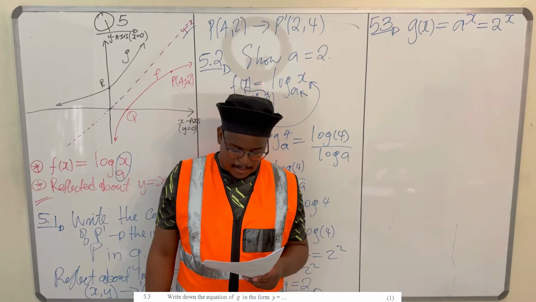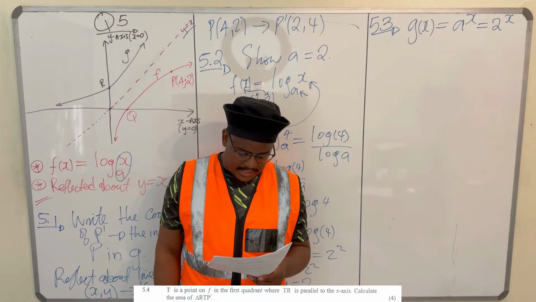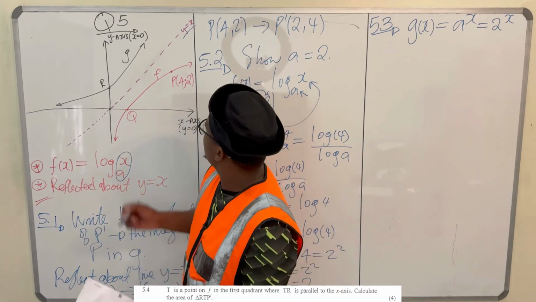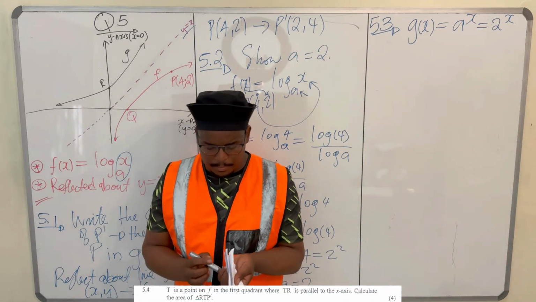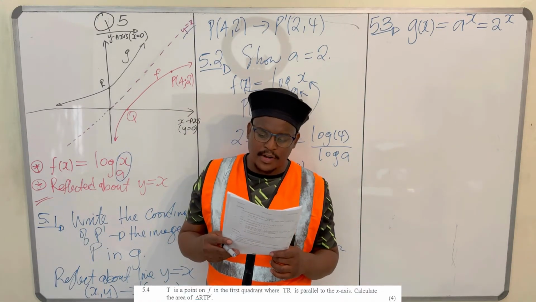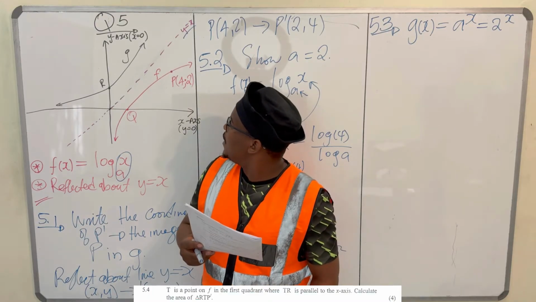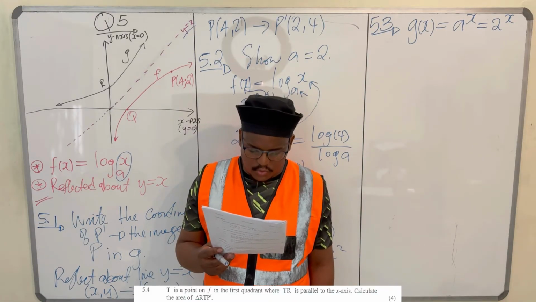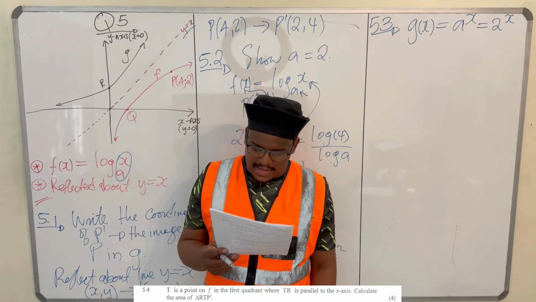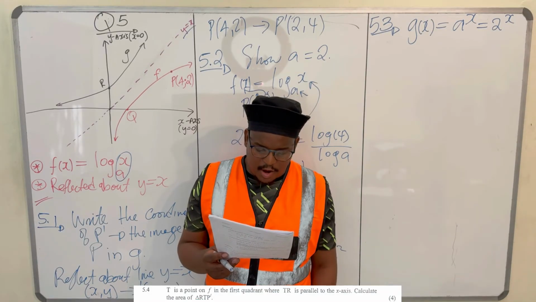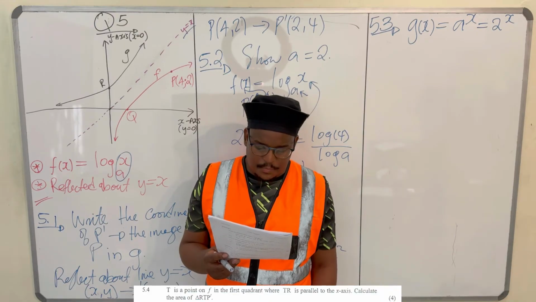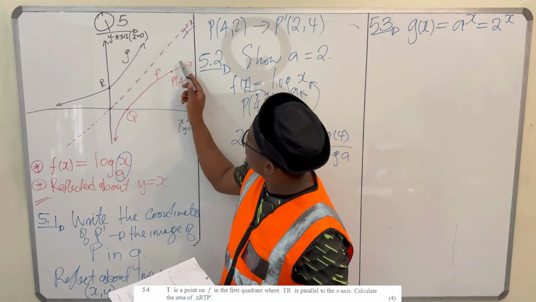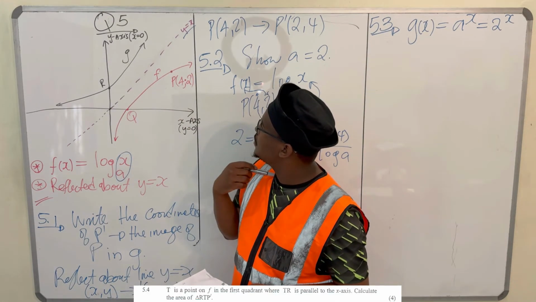Now we're going to 5.4. What are they saying in 5.4? They're saying T is a point on f. Here is f here. No problem. T is a point on f in the first quadrant, where TR is parallel to the x-axis. Calculate the area of triangle PRTP prime. They're saying T is a point on f, so T is a point on f, here is f here. No problem.